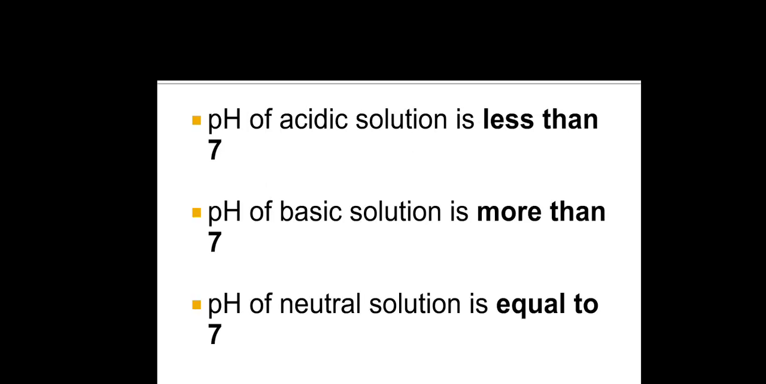If the pH which we calculate comes out to be less than 7, then the solution is said to be acidic. If the pH of the solution comes out to be more than 7, then it is basic, and the solution whose pH is equal to 7 is said to be neutral.